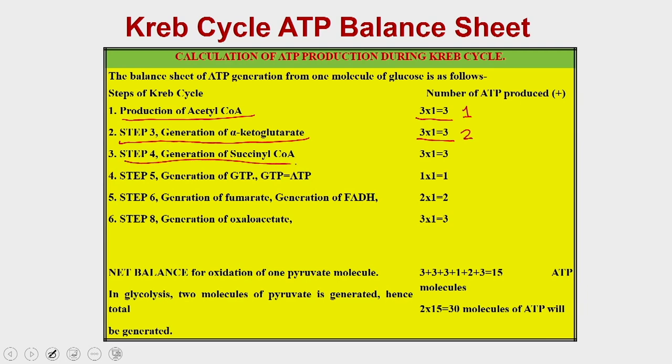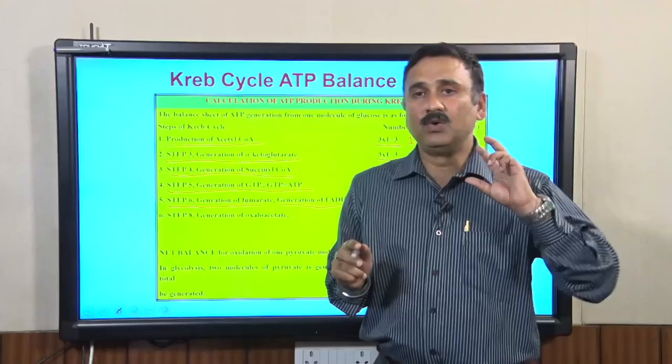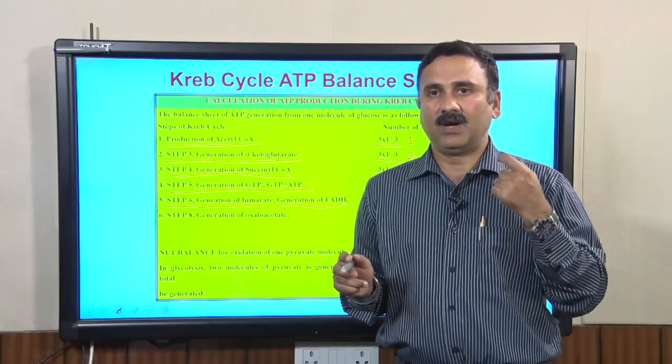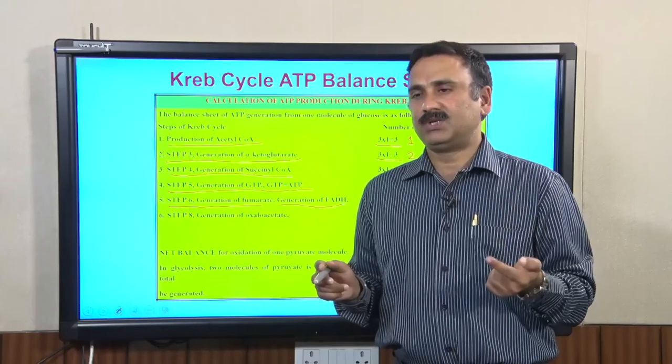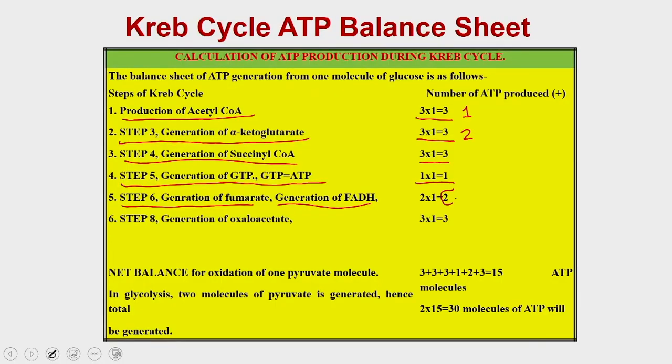Then in step 4, when succinyl CoA was generated, there was also a generation of reducing equivalents, and then in step 5 there was a generation of GTP. One GTP is equivalent to ATP, so that's how you have one ATP or GTP. Then when there was a generation of fumarate, you generated the FADH. If one molecule of FADH goes through the ETS oxidation, or goes for oxidation into the electron transport chain, it generates two molecules of ATP. And then in the last step, you generated the oxaloacetate, and that also gave one NADH. So that's how you have generated the 3 ATP.